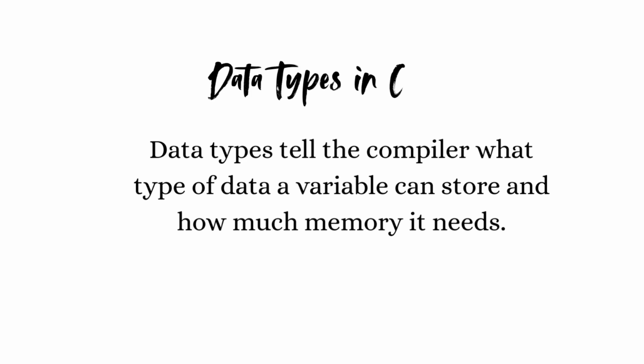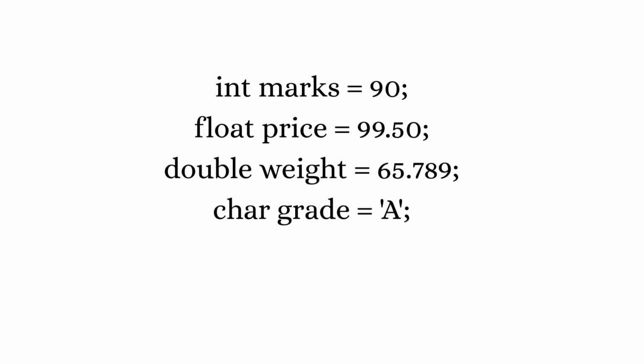Data types are the most important part in C. Without data types, we cannot compile or run the program. We get multiple errors without data types. So here is an example: int marks is equal to 90, float price is equal to 99.50, double weight is equal to 65.789, char grade is equal to 'A'. Char must be in quotes.